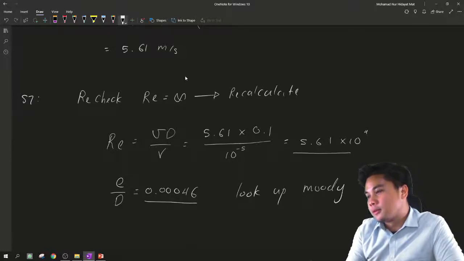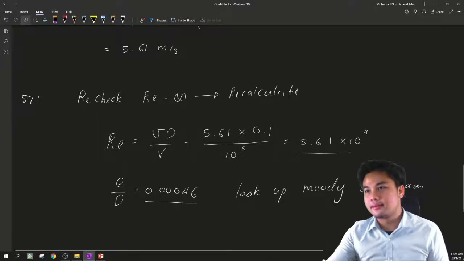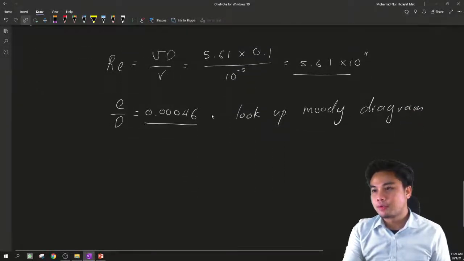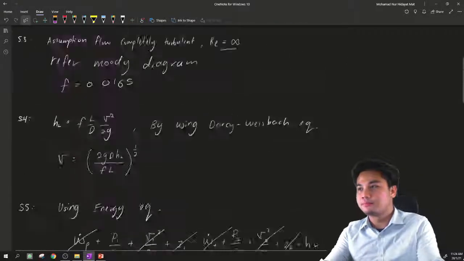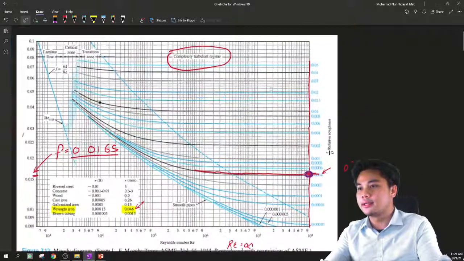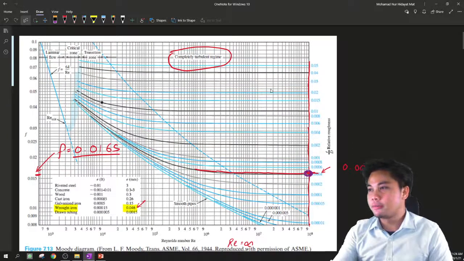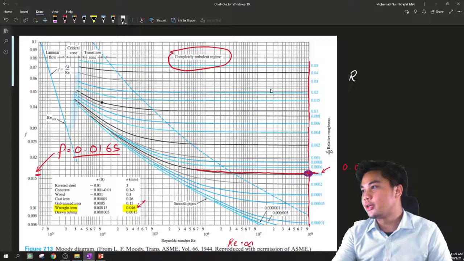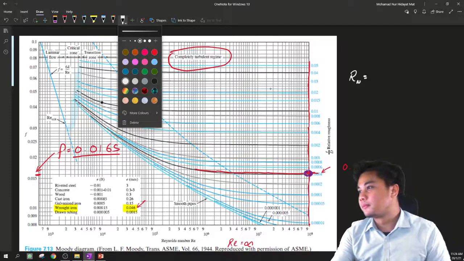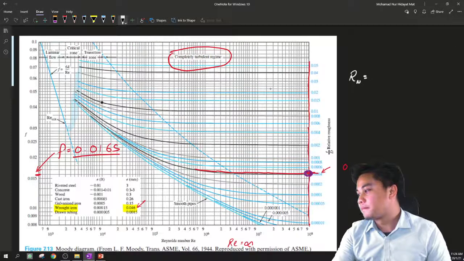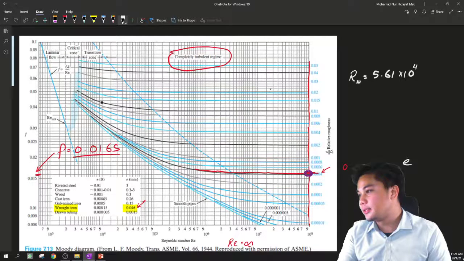Moody diagram to get the real friction factor. So the friction factor should be, okay, let's look at it together. Here, the Reynolds number you calculated previously, the new Reynolds number, is 5.61 times 10 to the power of 4, and your relative roughness is still the same.